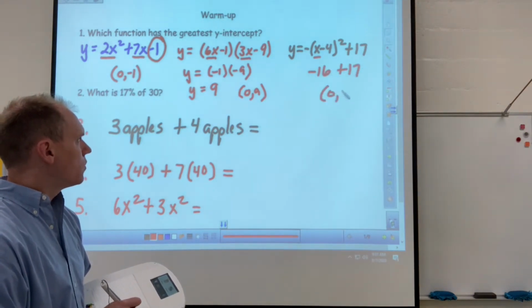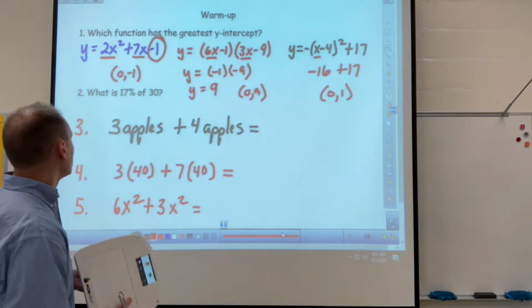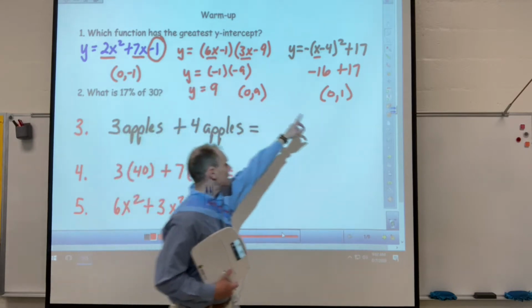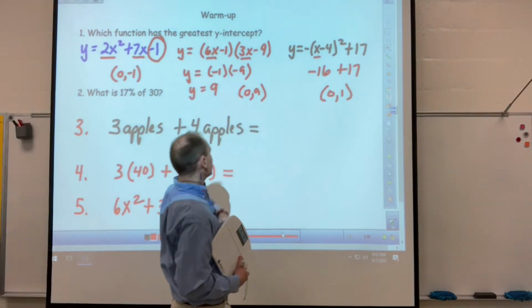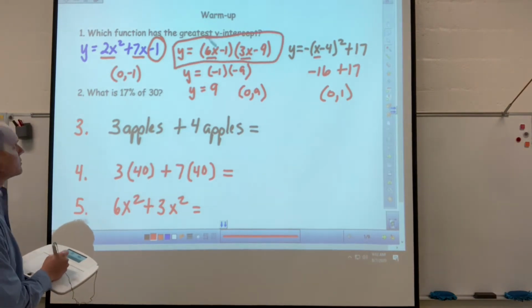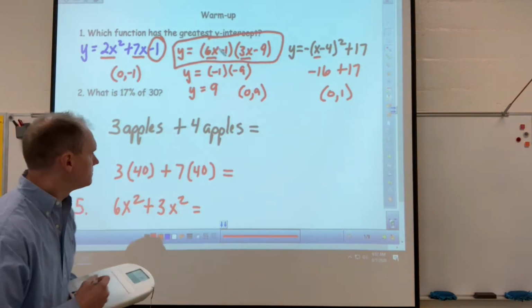So (0, 1). If we go from least to greatest, this will be the least, and then this one, and then this is the greatest. So this function here has the greatest y-intercept.